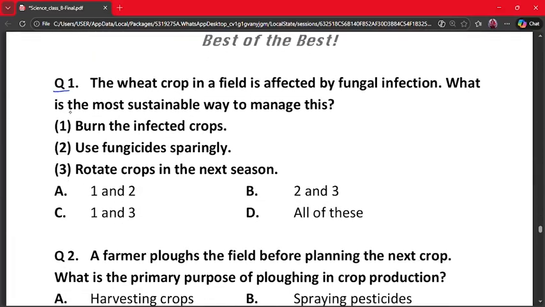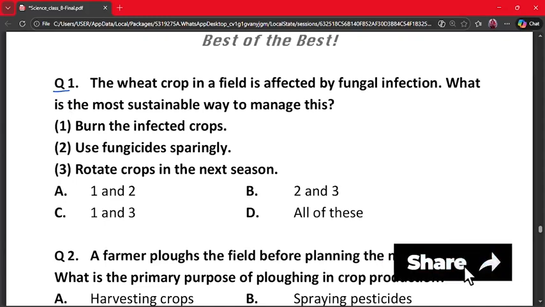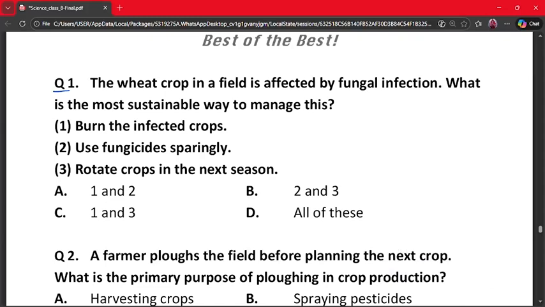Question number 1. The wheat crop in a field is affected by fungal infection. What is the most sustainable way to manage this? 1. Burn the infected crops. 2. Use fungicides sparingly. 3. Rotate crops in the next season. Option A says 1 and 2, B says 2 and 3, C says 1 and 3, and D says all of these. So here the focus is on sustainable crop management. Instead of extreme steps like burning crops, it's better to control disease carefully. So using fungicides sparingly or rotating crops help break the disease cycle. That's why option B, which says 2 and 3, is the correct answer.